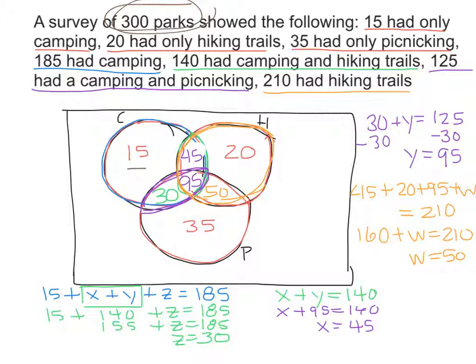15, 45, 20, 30, 95, 50, and 35. Okay, if you add those all up, that equals 290. Okay, that's not 300. So that means there were 10 parks that had features besides camping, hiking, and picnicking. Okay, now I am going to copy this picture because I'm going to use it on the next page.